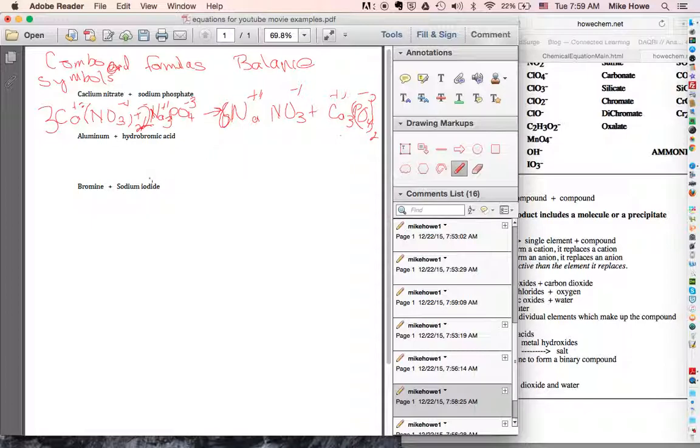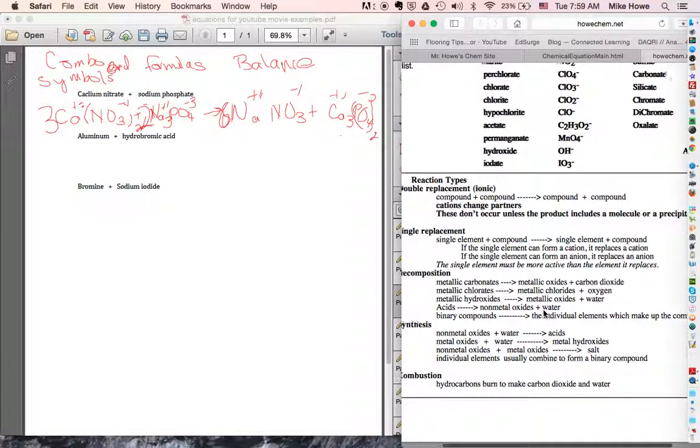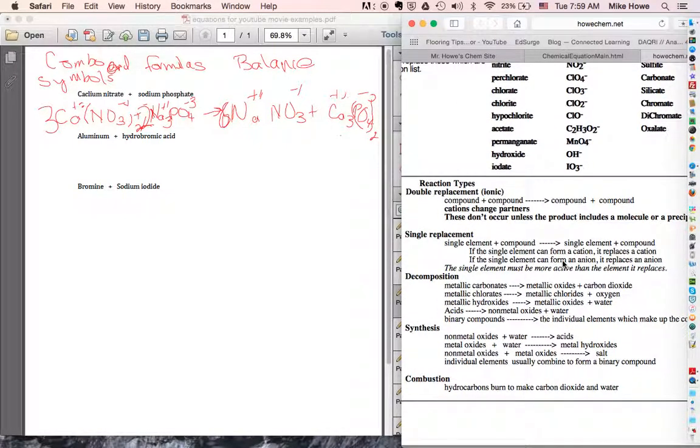So that's a double replacement, and that looks like the precipitation lab that we did in class. Now these are single replacement. If you take a look at the guide over here, a single replacement is a single element plus a compound makes a single element plus a compound. So you recognize single replacement because aluminum is a single element, nothing with the aluminum, and hydrobromic acid is a compound. Same is true for bromine and sodium iodide.